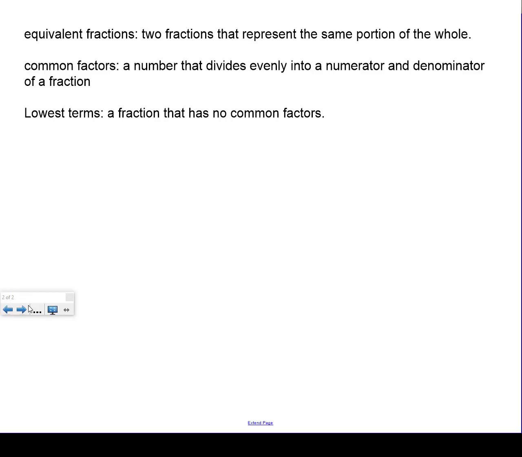So here are the definitions for equivalent fractions. Equivalent means the same. Are they matching? So two fractions that represent the same portion of a whole, so matching fractions. And a common factor is a number that divides evenly into the numerator and denominator of a fraction. Lowest terms means a fraction that has no common factors. So let's talk about what this looks like.